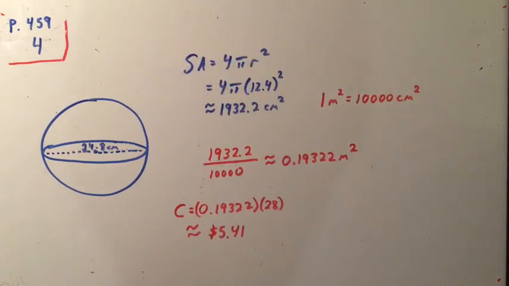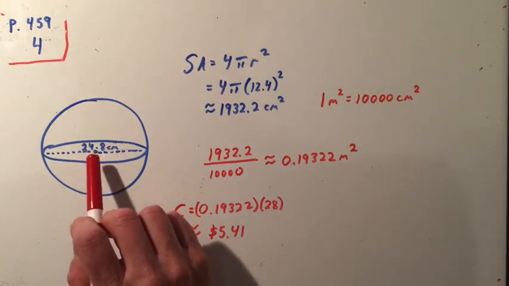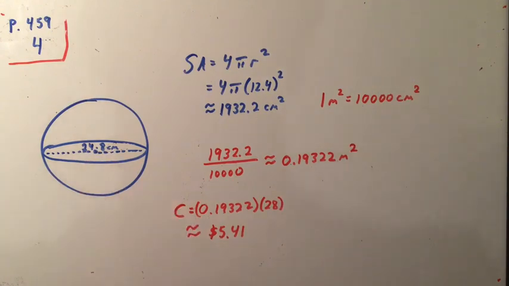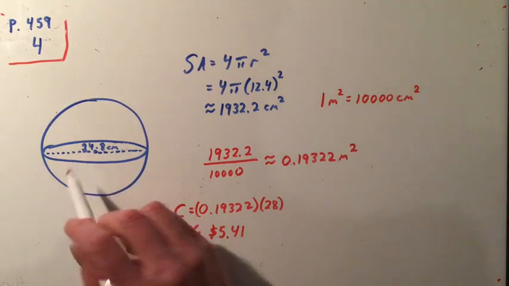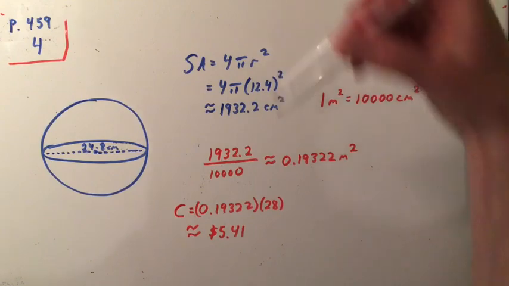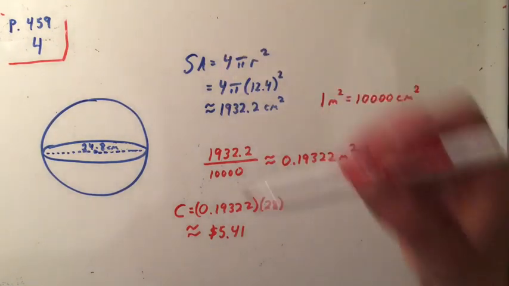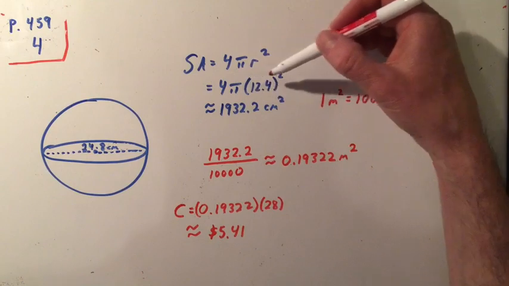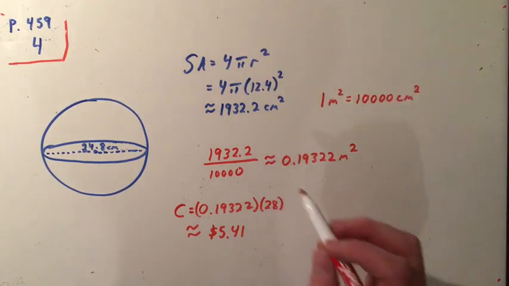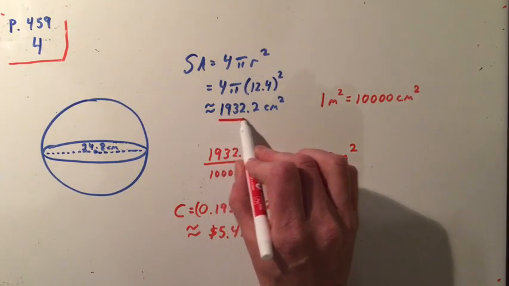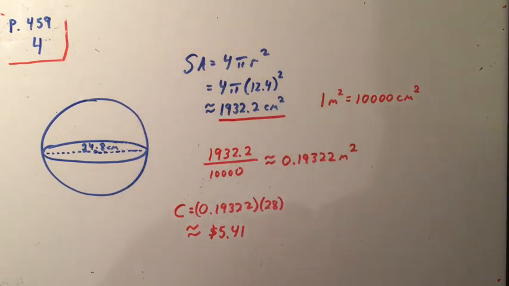Okay, in number 4, we have a sphere that's actually a basketball. And we're trying to figure out how much it's going to cost for the leather to cover that basketball. Well, we know that the diameter of the basketball is 24.8 centimeters, which means the radius is half of that, or 12.4 centimeters. So we put that into our formula for surface area, 4 times pi times 12.4 squared, and we get a surface area of 1,932.2 square centimeters.